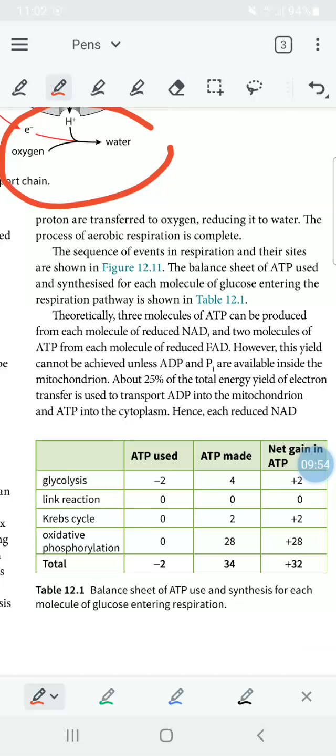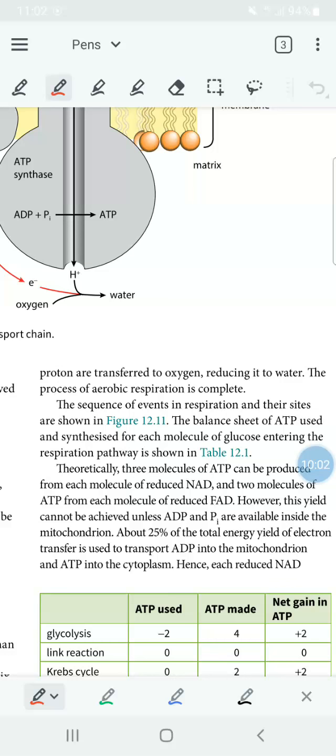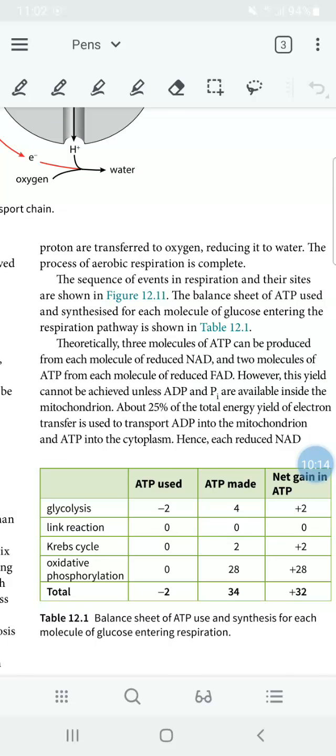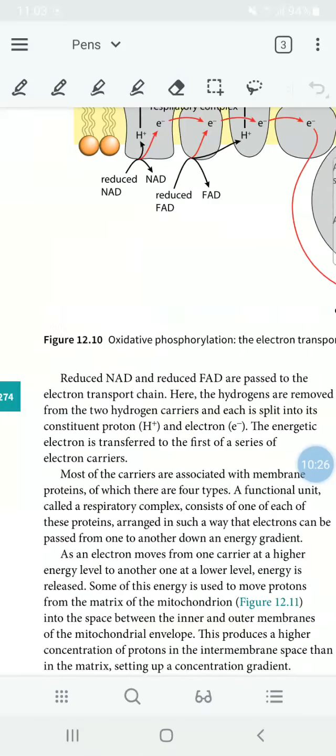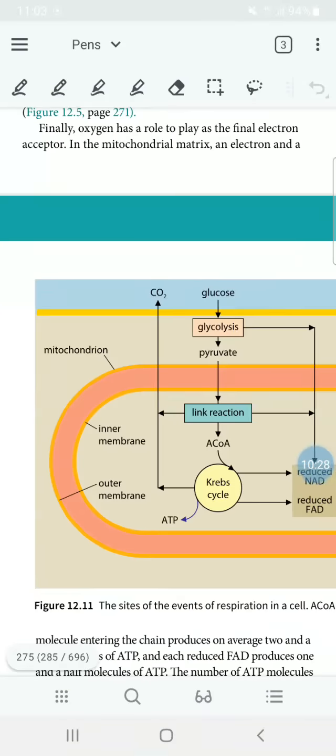An electron and a proton are transferred to oxygen, and that results in the production of water. Now the process of aerobic respiration is complete. The sequence of events in respiration and their sites are shown in figure 12.11. The balance sheet of ATP. So let's go to 12.11 and see where they are occurring.